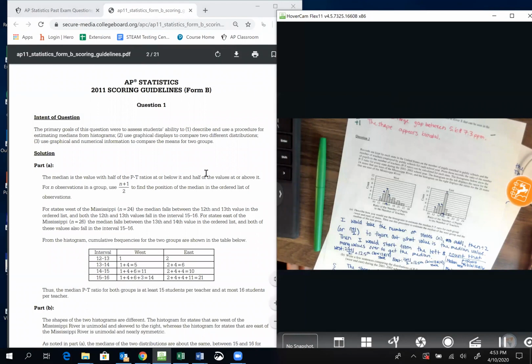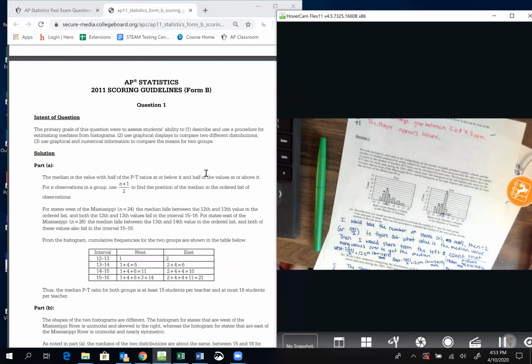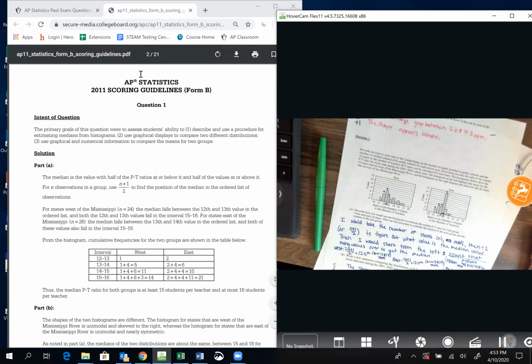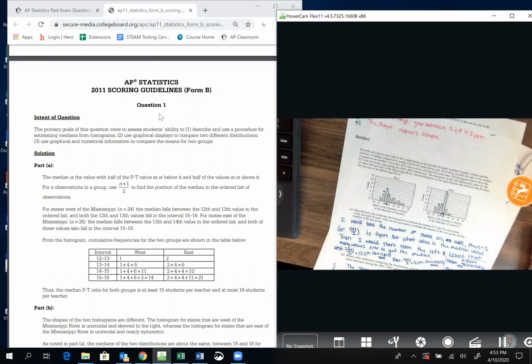So for those of you who want to look up the question again, so you can read the scoring guideline in more detail, which is fabulous. This is the 2011 scoring guideline form B. So just Google AP Statistics 2011 scoring guideline form B, question 1. Remember, I would still like it if you would watch the video. But that's what you look up if you want to look at it.